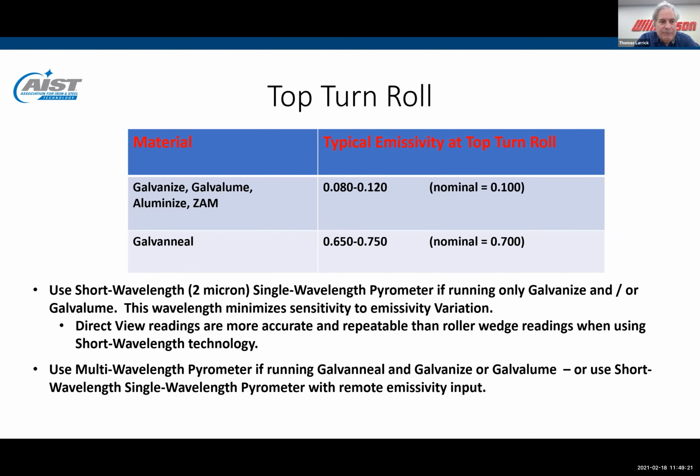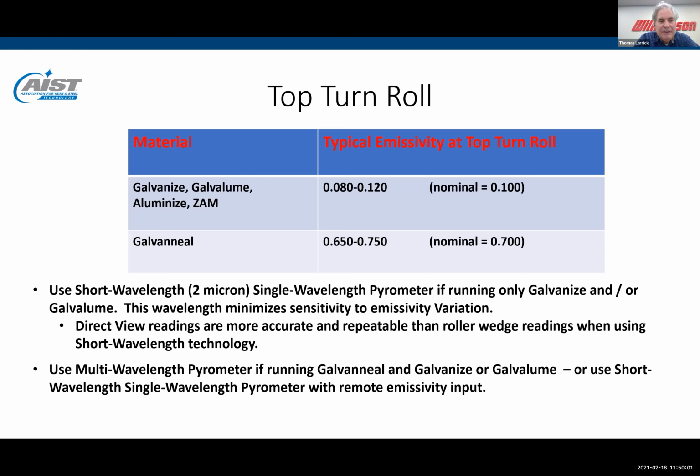Now, remember, if we use the roller wedge technique at the top turn roll, that technique is an average between the temperature of the strip and the temperature of the roll. And in this case, the roll is not heated, it's only heated by the strip. So the roll and the strip are just not the same temperature. So you get a more accurate temperature reading making a direct measure of the strip than you do by using the roller wedge technique at the top turn roll. But you have to use the right technology.